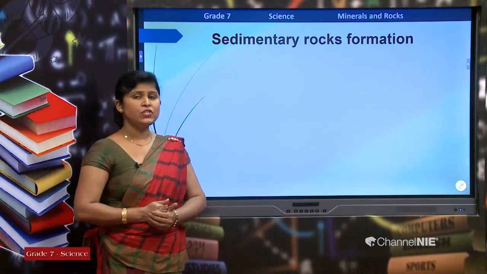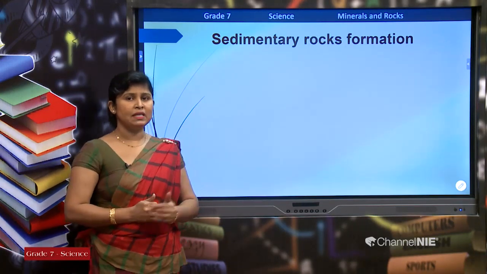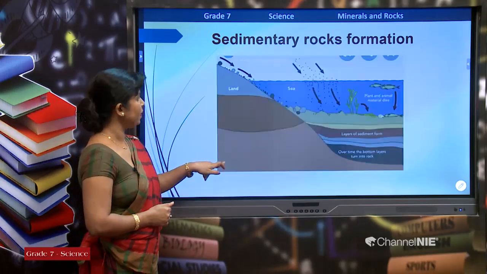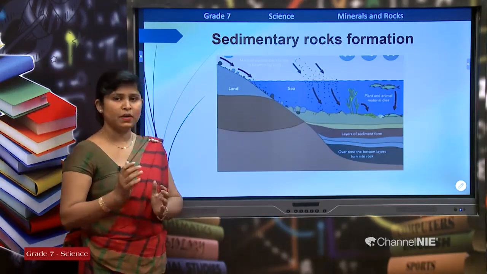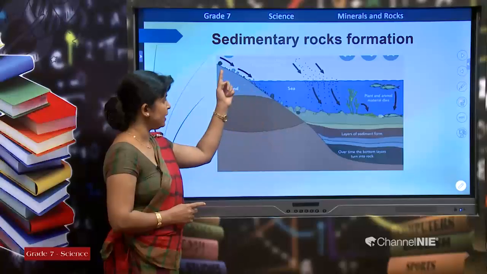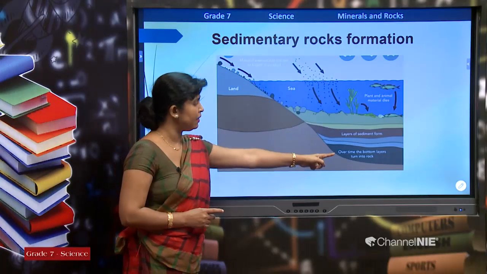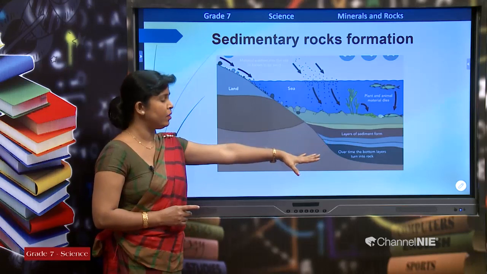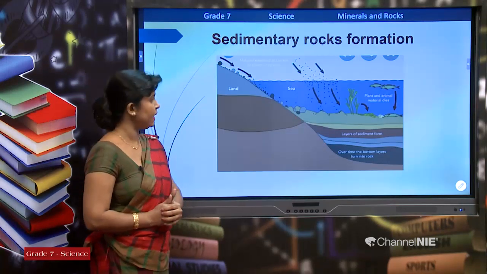Sedimentary rocks formation is indicated by this simple diagram. Right. I will explain the diagram. My dear children, you can see small pieces of rocks are taken by water and they get deposited on the bottom of the ocean, right.